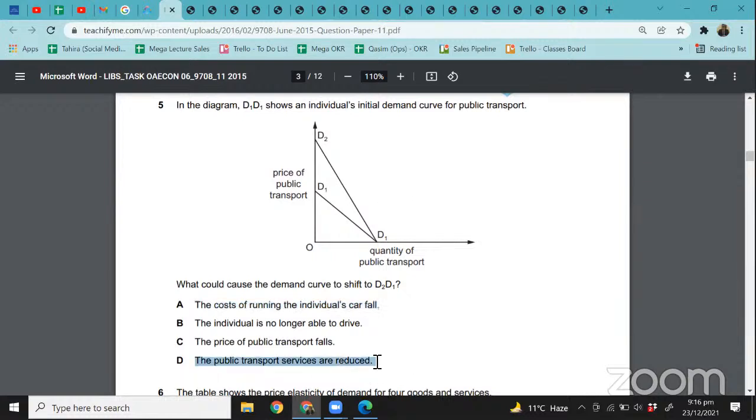And why is D incorrect? Can anyone of you quickly tell me why D is incorrect? The public transport services are reduced. Why? If that happens, what would that affect? Would that affect the demand? Would that affect the supply? What?